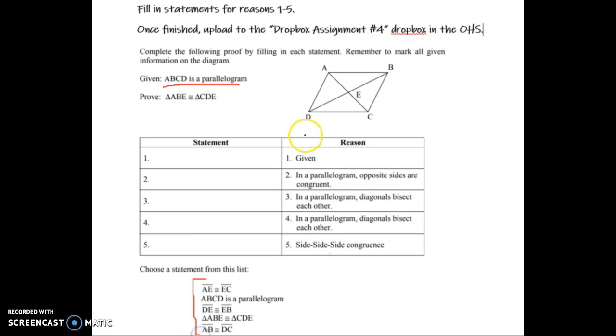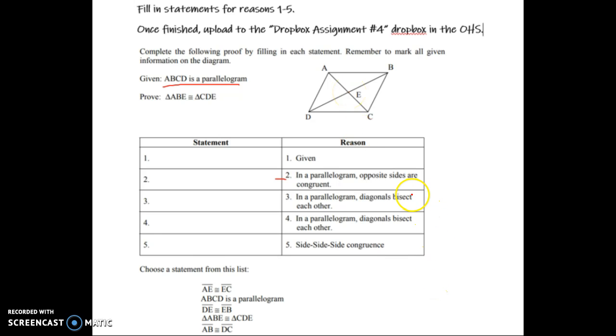The next reason says that in a parallelogram, opposite sides are congruent. So from your list here, find which statement is talking about a pair of opposite sides being congruent. And that's going to be the statement that matches with this reason. The next one says in a parallelogram, diagonals bisect each other. So again, find something that shows us that diagonals would be bisected.